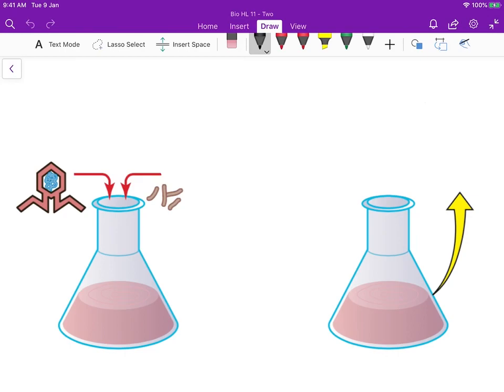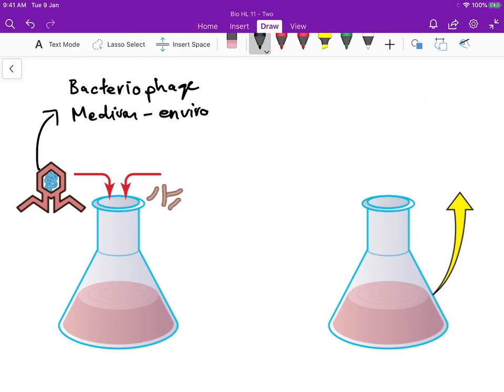So what they did was they grew the bacteriophage in a medium, which is an environment. They grew it in a broth which is like a liquid. Okay, so in the broth, in the liquid, they put radioactive sulfur.